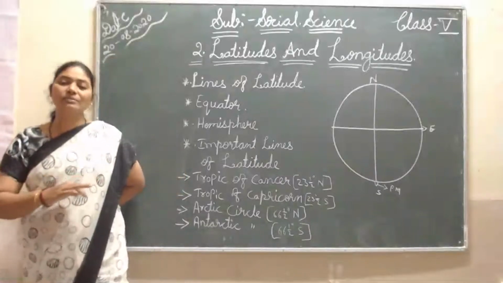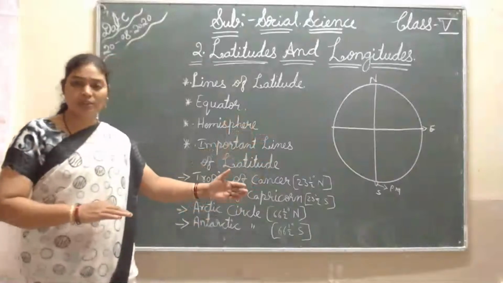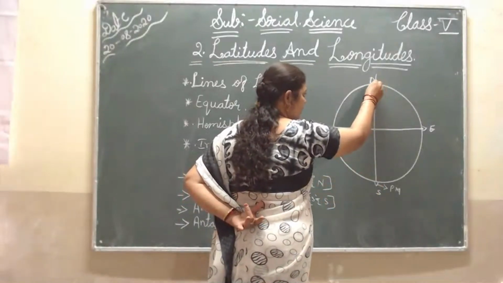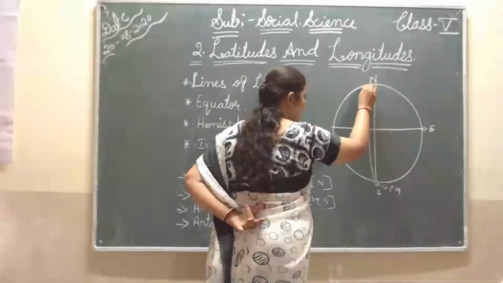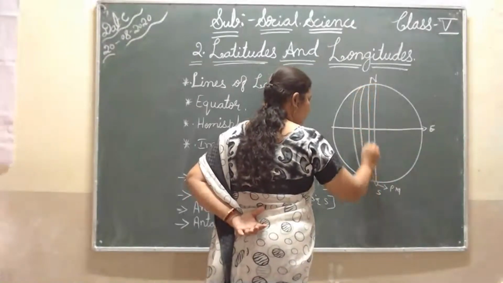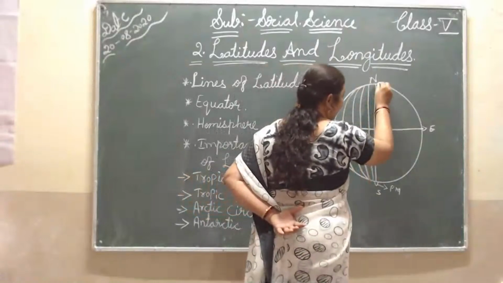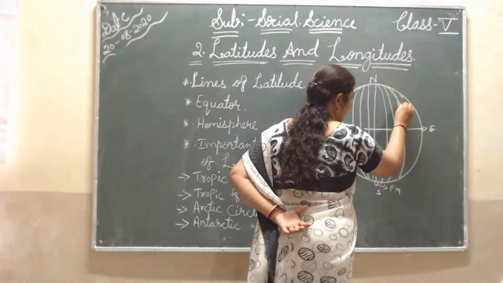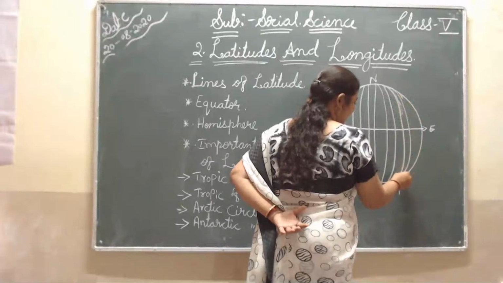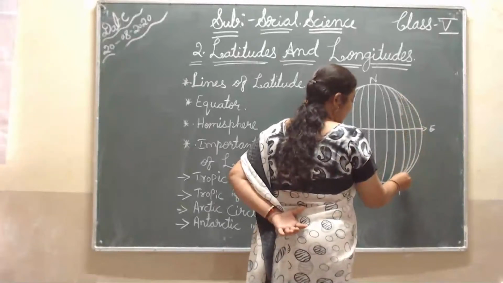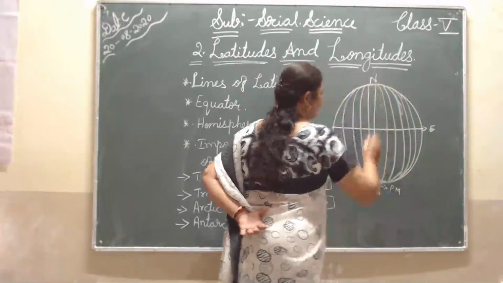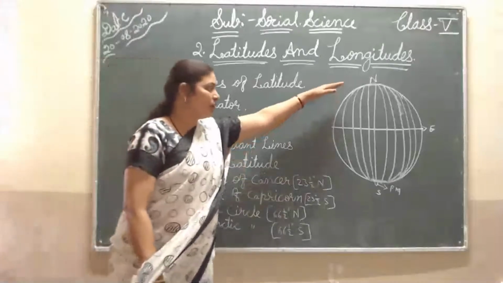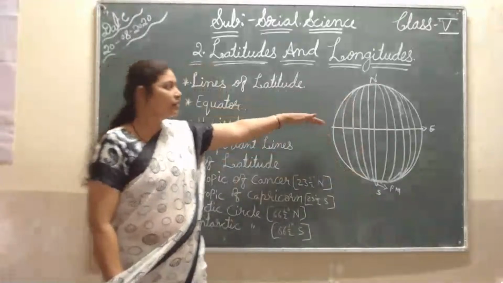The lines running vertically, from north to south, are called longitude. These lines run from north to south. So vertical lines, meaning longitude, run from north to south.